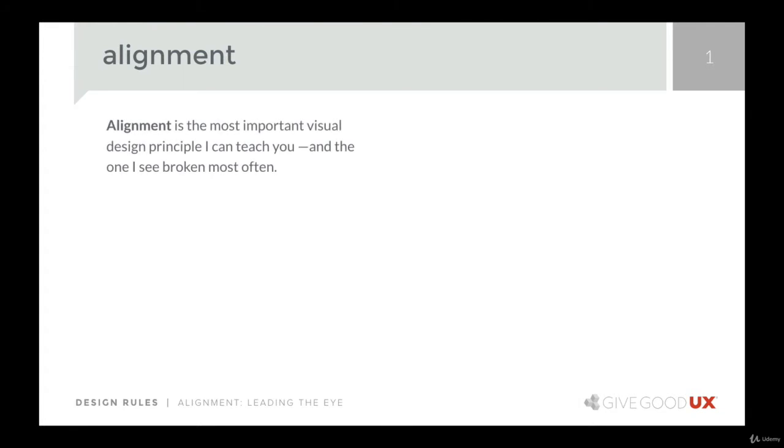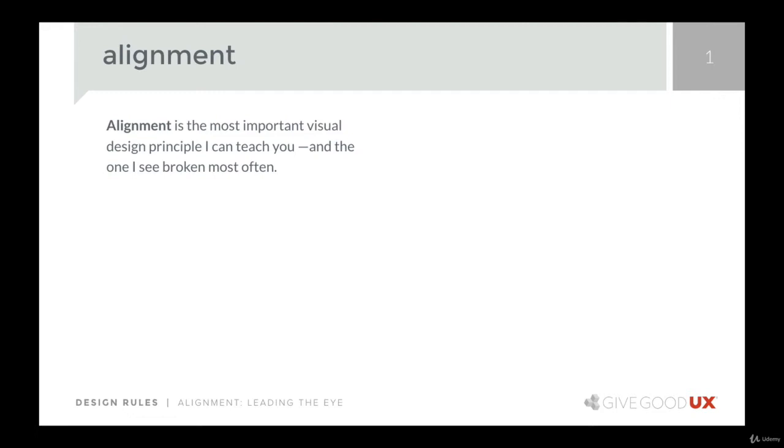Next up, alignment. Although the principles I've shown you up to now are certainly important, and we talked about how critical dominance is, I'm going to tell you this. In situations where you're responsible for improving something, existing designs, redesign, update, and upgrade situations, alignment is the most important visual design principle I can teach you because it's the one I see broken most often. And if you change nothing else but alignment, the improvements in usability and user experience are staggering.